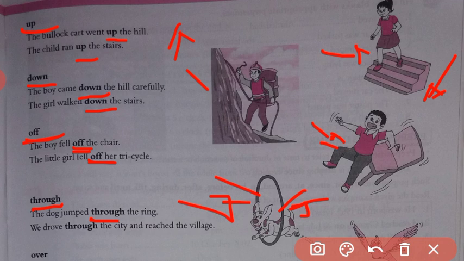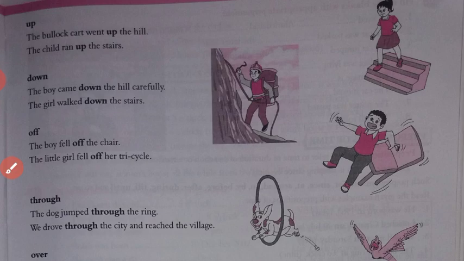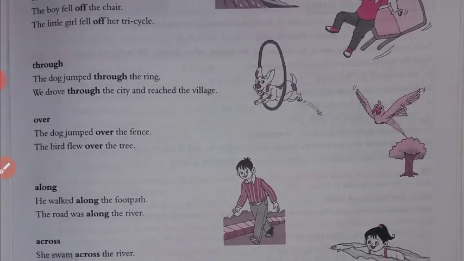See, now we drove through the city and reached the village. So here again, in the same media, on the same level, we pass through and reach the village. So here the preposition through stands for movement and direction in the same media.